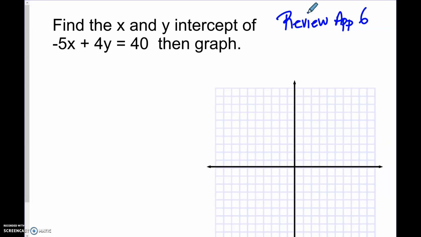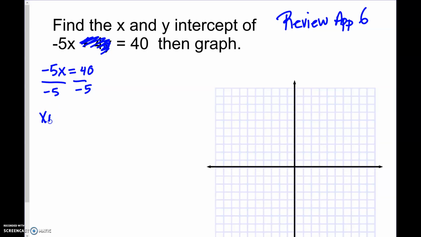All right, first, we need to find the x and y intercepts. What is the x-intercept, what is the y-intercept, and then we'll graph. Remember, when you're looking for the x-intercept, we put a 0 in for y. So now 4 times 0 is 0. So we end up with negative 5x equals 40. So we're going to divide by negative 5.